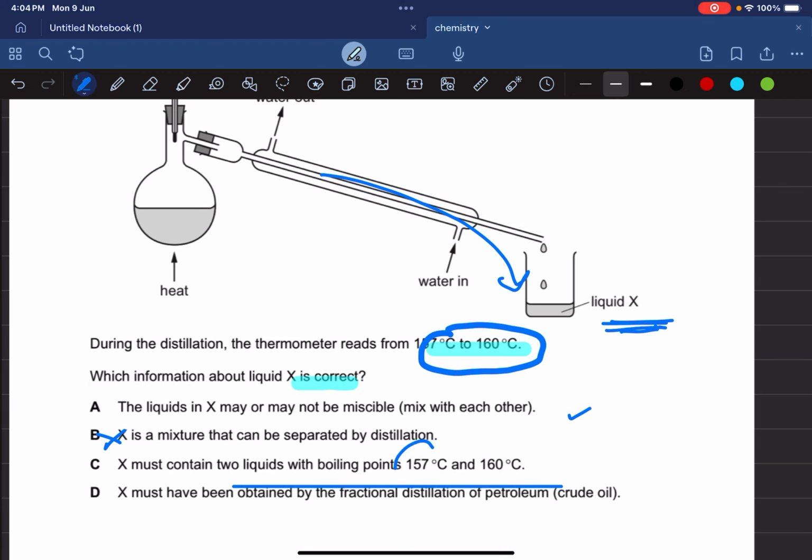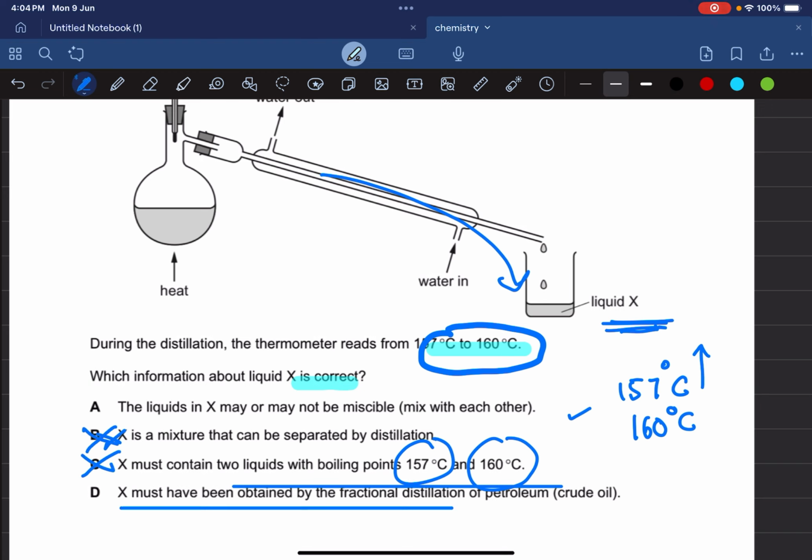Because if there were two liquids, they would both have to distill at separate points, okay? One would be all distilled at 157, and when the temperature increased from 157, at 160 the other liquid would boil. So this is also incorrect. Okay, now the third statement: X must have been obtained by the fractional distillation of petroleum.